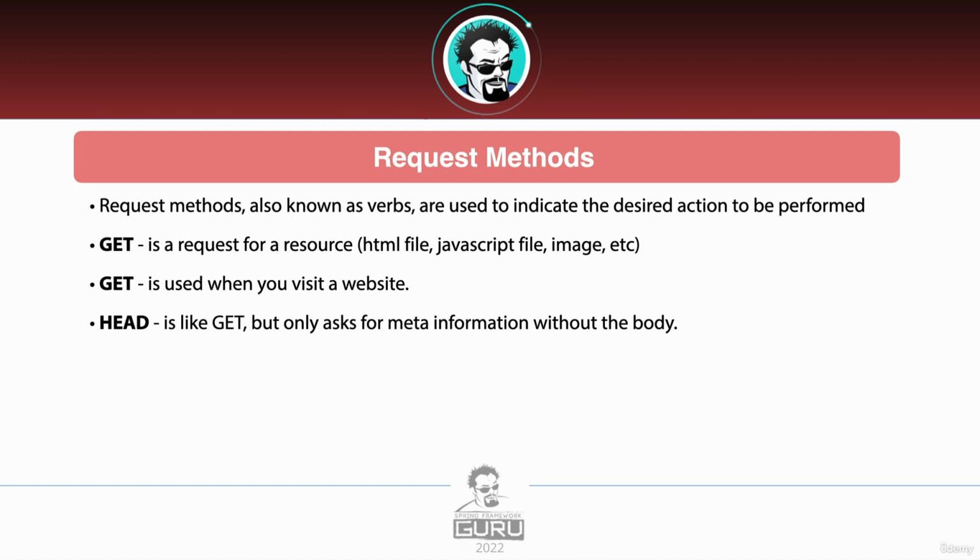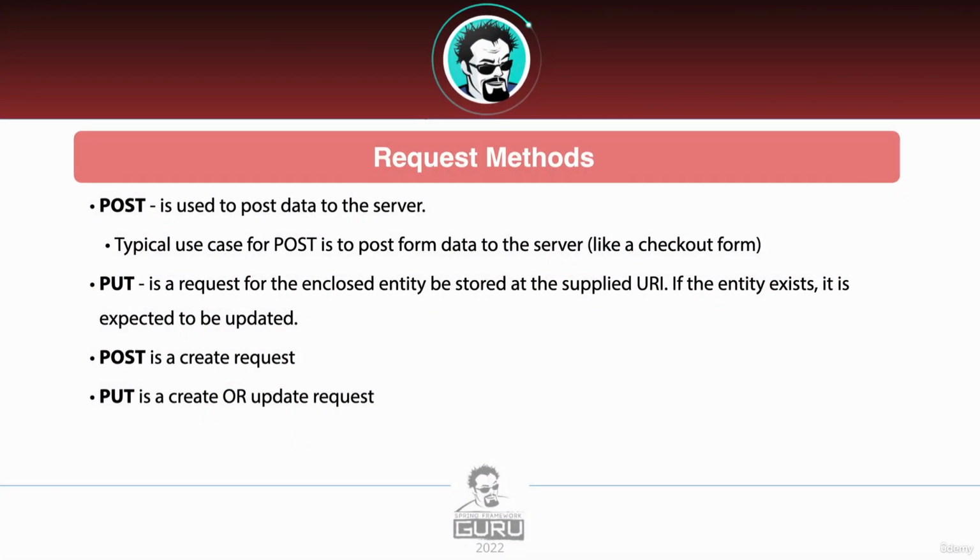So GET is something that we use all the time. The GET request is for a resource like an HTML file, a JavaScript file, an image, something like that. You're asking the server to get something for you. Your browser uses that all the time when you go to visit a website. There is also a command called HEAD, which is similar to GET but only asks for some meta information, without the body.